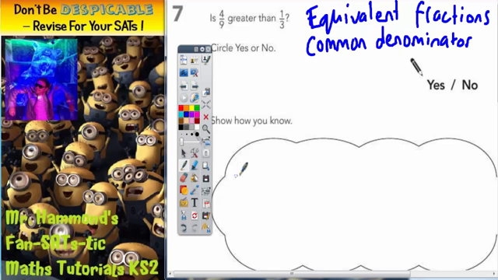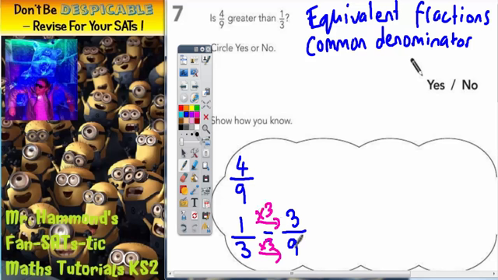Now, to do this, though, we're going to show you two methods. So you might first of all notice, method number 1, that 4/9 can stay as it is, but we can easily turn 1/3 into 9ths, because we can make 3 times bigger to make 9. 3 times 3 is 9. And if we can make the bottom 3 times bigger, we can also do exactly the same to the top. So 1 times 3 would give you 3. So 1/3 is equivalent to 3/9.